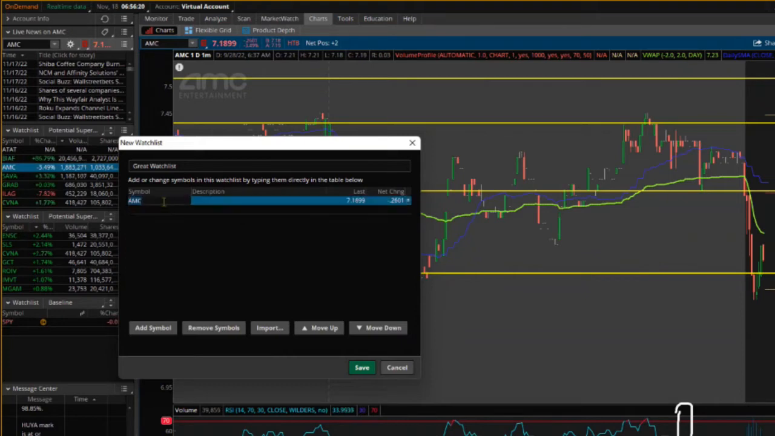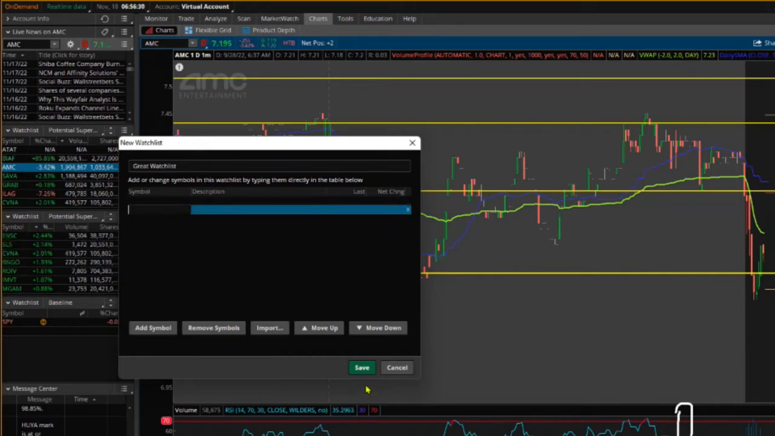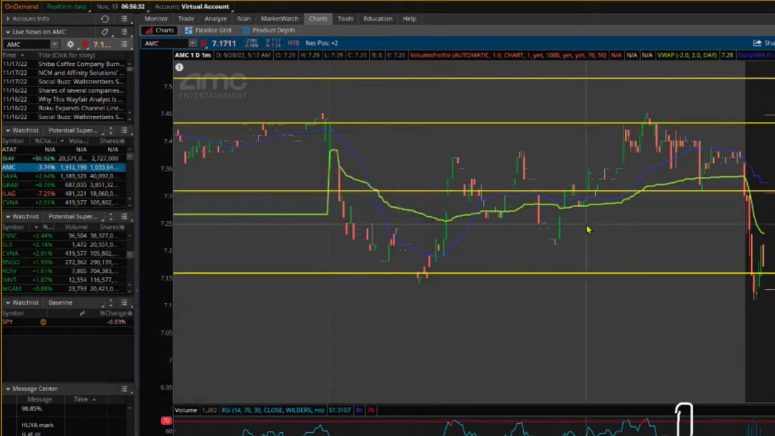If you want to remove a symbol, just click on the symbol and backspace. So you can add all the symbols you want here. Afterwards, just press save. Then you have your watch list.